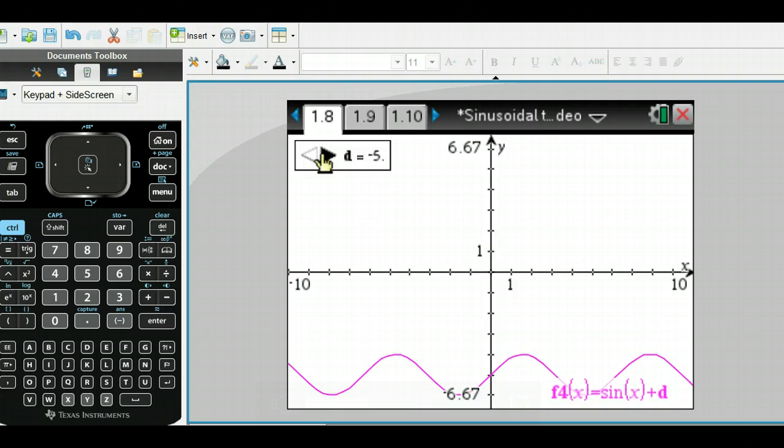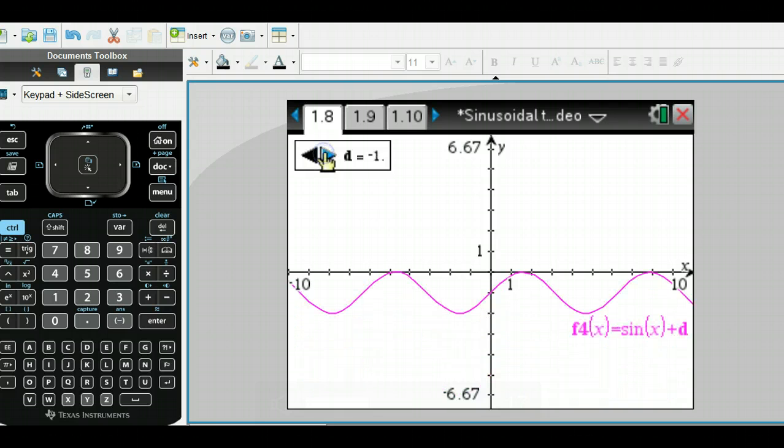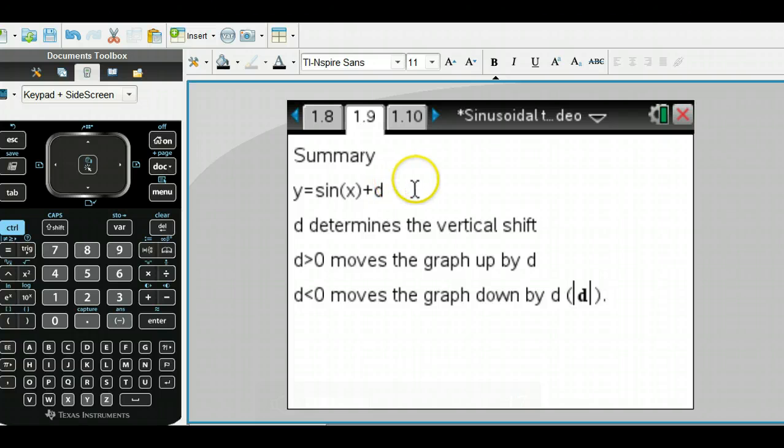And so with the d value hanging out there on the sine graph, it's going to shift this thing up and down. I hope that's pretty obvious for you. I think we've played around with this in class. So with sine of x plus d, d determines what we call the vertical shift. D greater than 0 moves the graph up by d, and d less than 0 moves the graph down by d.